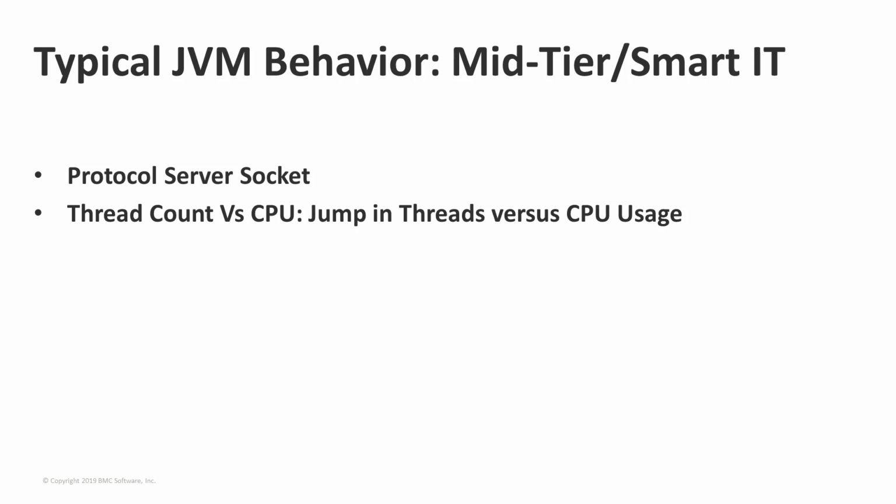We're looking at typical behavior of the ITSM stack. And this is divided into two sections. The typical JVM behavior for the web tiers, the mid-tier and the Smart IT. And then there's the typical JVM behavior for the AR servers. Okay, so the first part that we're going to talk about is the web behavior, the mid-tier and the Smart IT. But really, there's two bullet items here. One is protocol server socket, and then the other one is thread count versus CPU. Let me go into the next slide and then I will explain a little more.